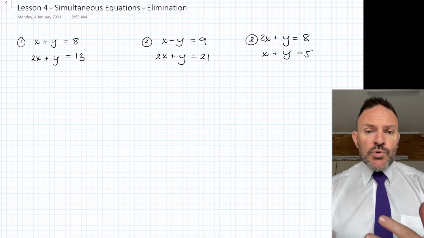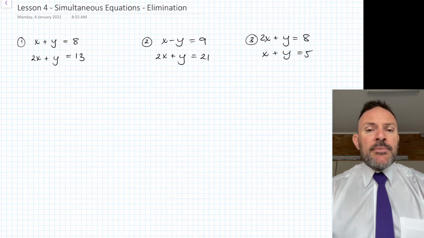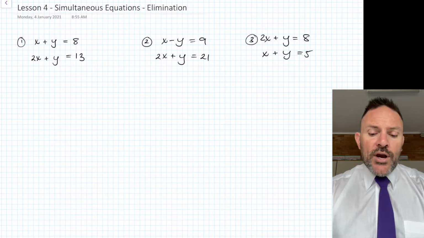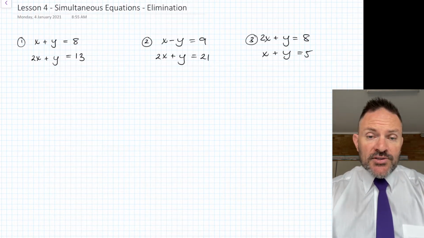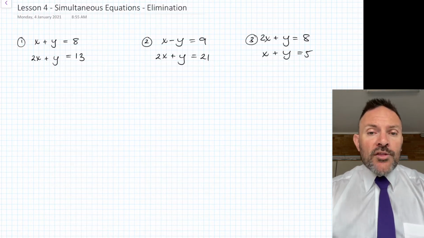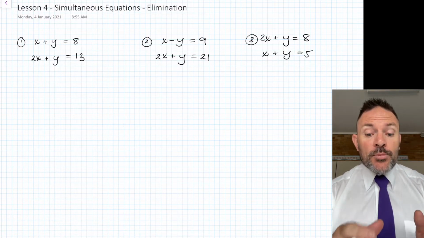Now, we've got two options when we're looking at elimination. Elimination means to get rid of. We're going to either add these two equations together or subtract these two equations, and hopefully one of those will result in one of the variables disappearing.